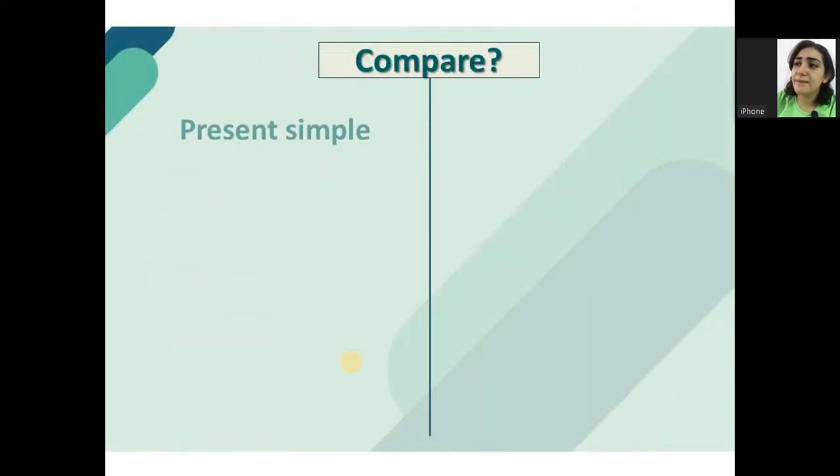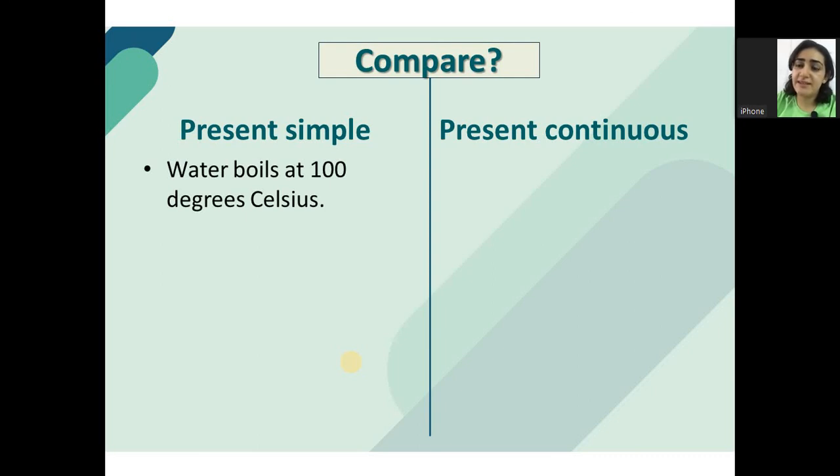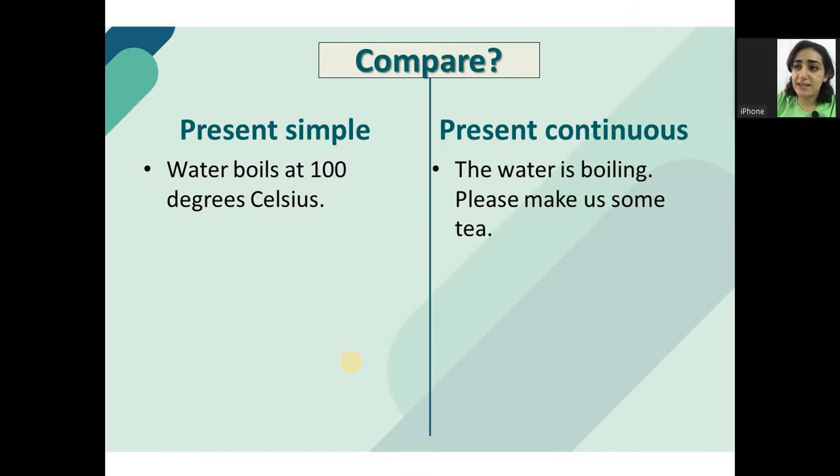Now let us compare between the present simple tense and the present continuous. We are going to have examples to illustrate this. Water boils at 100 degrees Celsius and the water is boiling. Please make us some tea. Water boils at 100 degrees Celsius is a fact, while the other one, the water is boiling, means that the water is boiling right now. Please make us some tea. Can you see the difference?